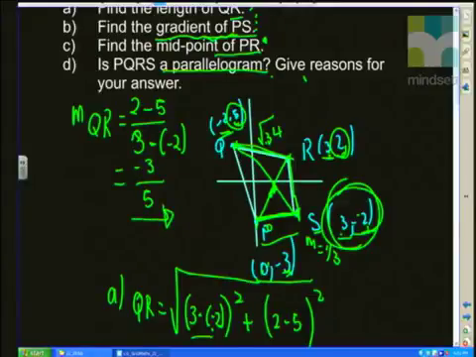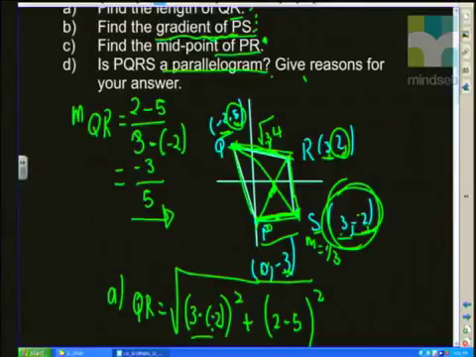So guys, that would be enough. Another way to show it is, you'll say, well, the gradients of QR and the gradients of PS are different, but if this was a parallelogram, they're supposed to be the same, because opposite sides of a parallelogram are parallel. So therefore, these will not be parallel, so it couldn't be a parallelogram. Okay? You could do it with any of the two sides.